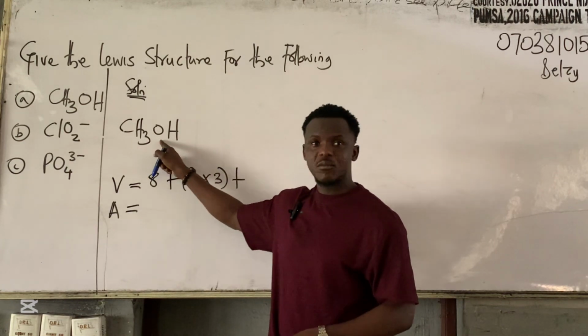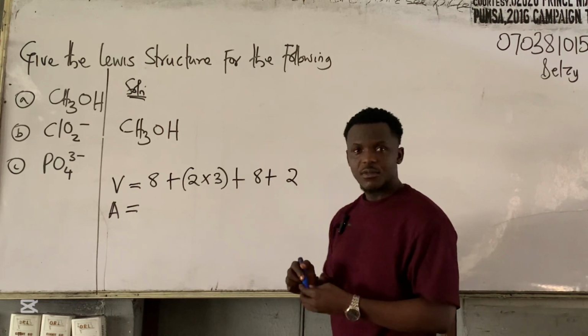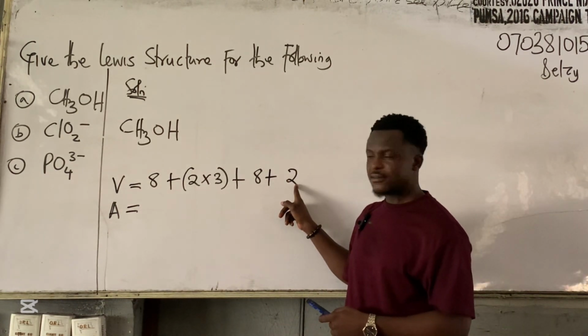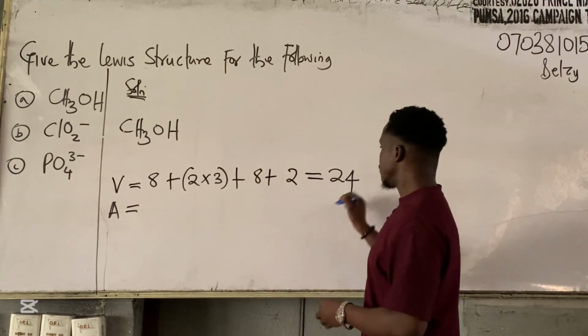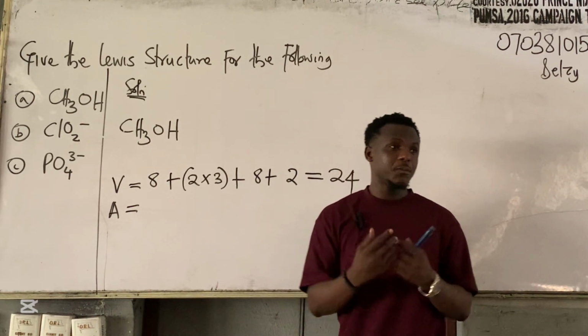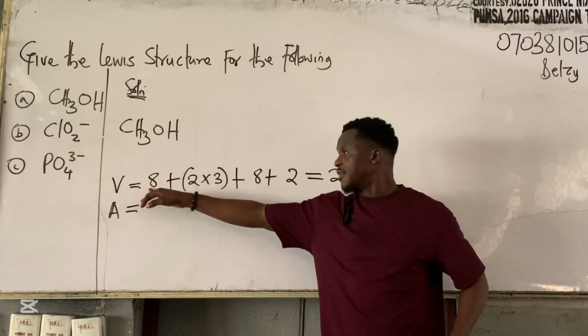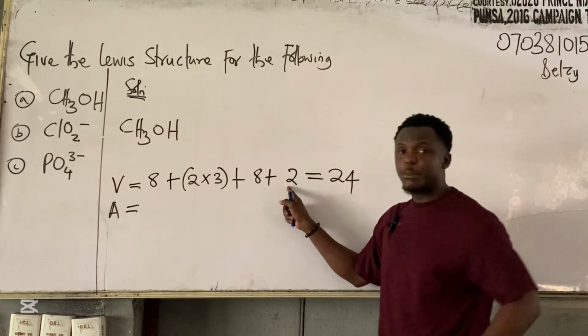Oxygen will be how many? Plus hydrogen will be how many? 2. 2 times 3 is 6, right? 6 plus 2 is 8. 8 times 3 is how many? In case you're surprised how we got this, 2 times 3 is 6. 6 plus 8 is 14. 14 plus 8 is 22. 22 plus 2 is 24.